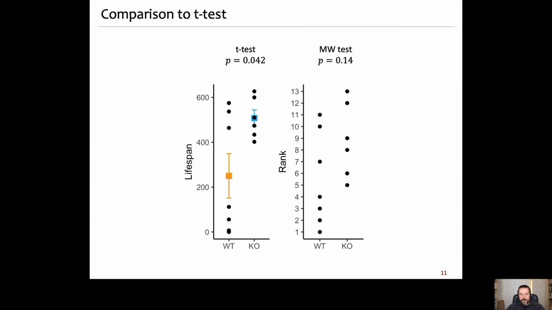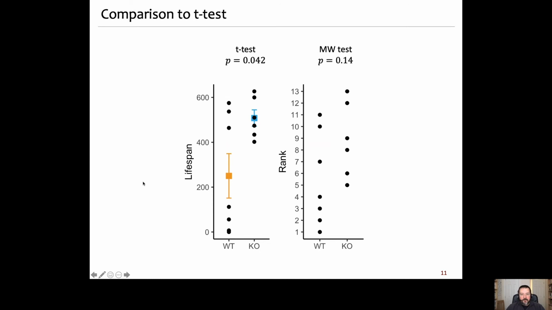Mann-Whitney test is a non-parametric version of the t-test. How does it compare to the t-test? On the left, you see our lifespan data. The mean and standard error are shown here. This is what the t-test does. And the t-test returns a p-value of about 4% here.